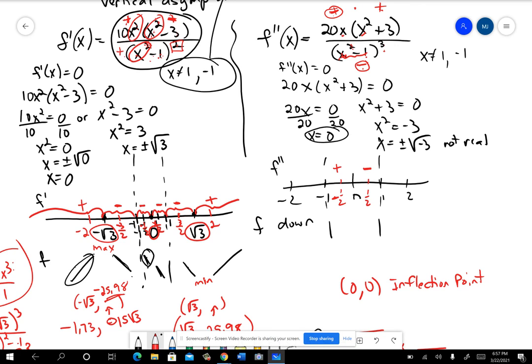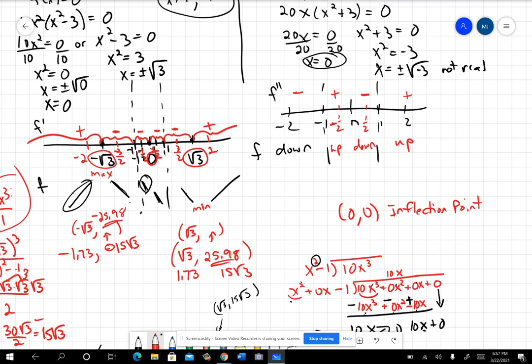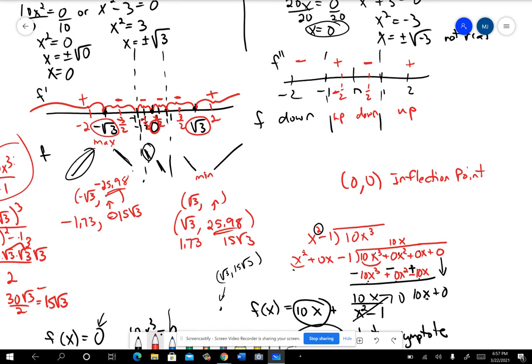And then when we tested 2 before, if you plug in a 2, you wind up getting positive, positive, positive here. All right, so that's better. So now that's down, up, up. And I caught myself because I know at 0, I have an inflection point, so there should be something interesting happening there. All right, so let's go back down then.